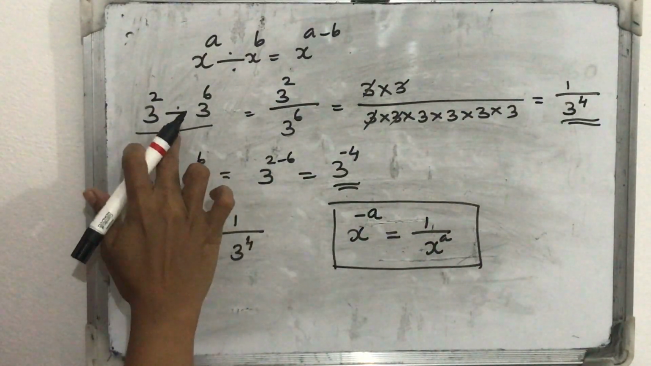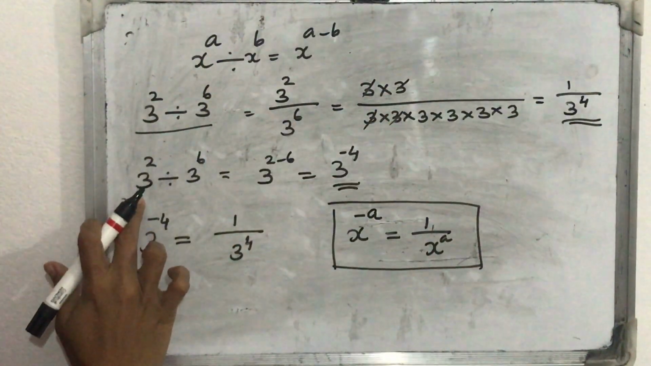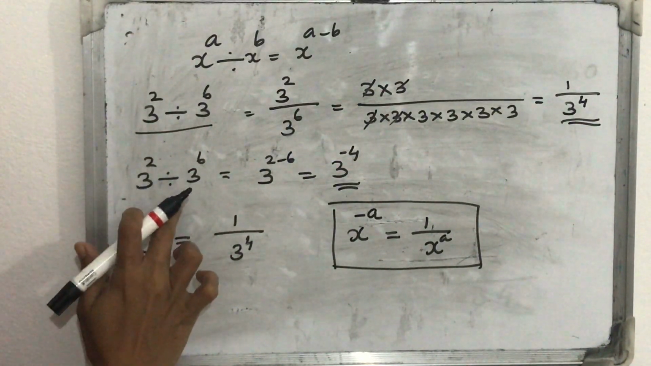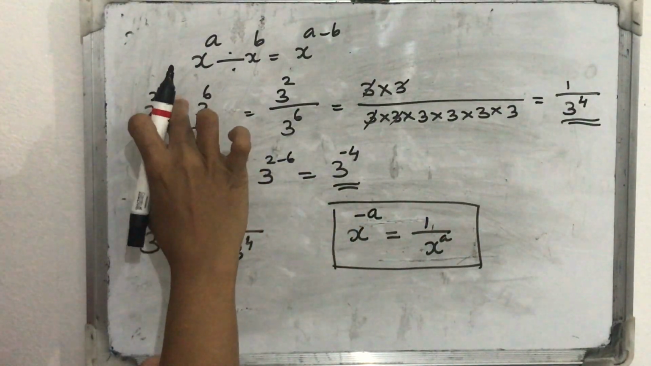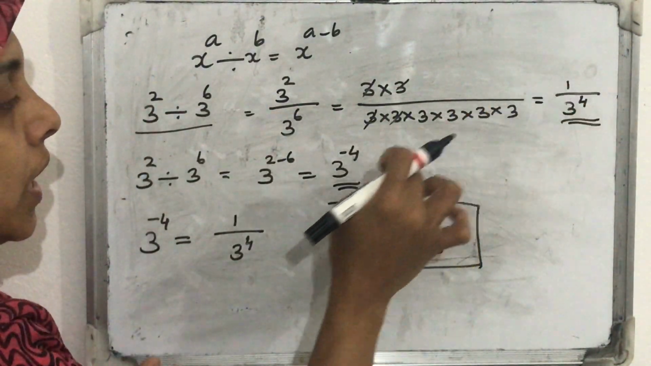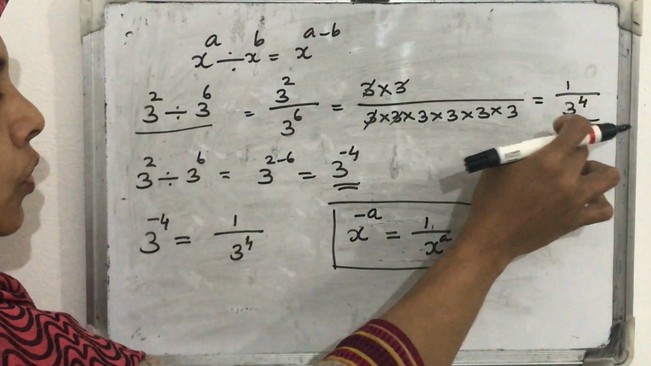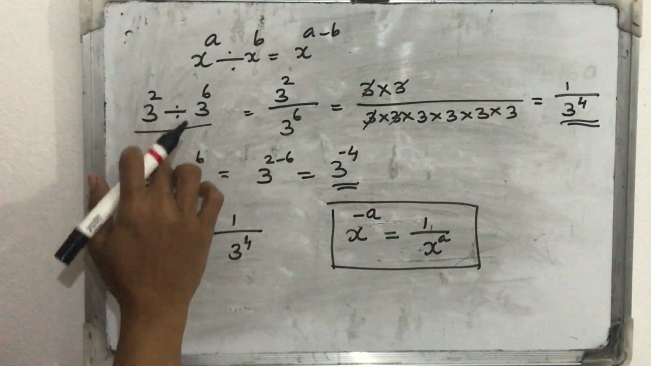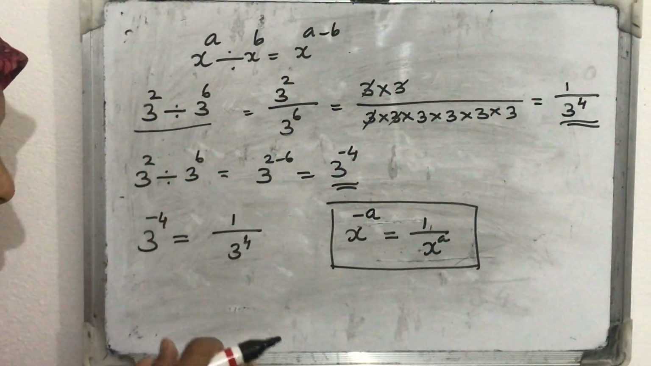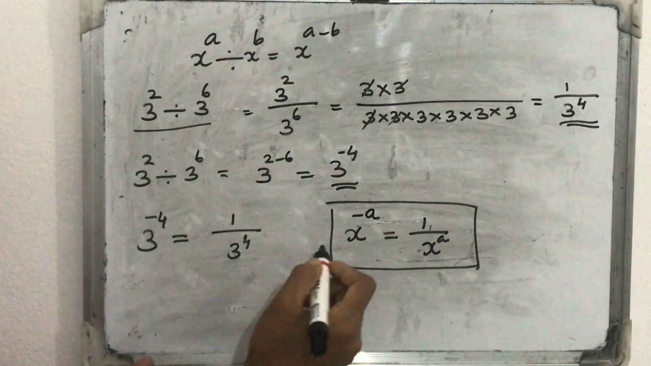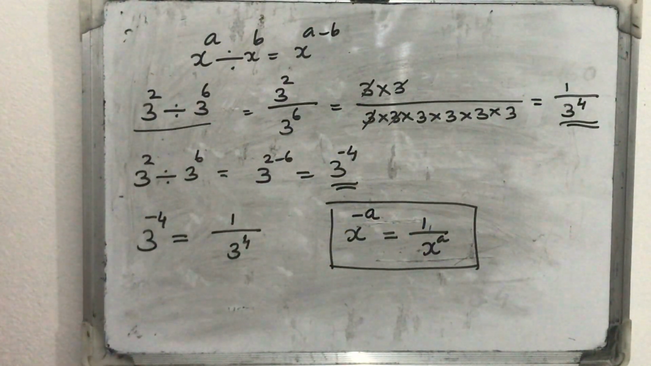How did we get it? First we take this using the normal method, we got 1 by 3 raised to 4. When we use the second exponent law, we got 3 raised to minus 4. Now, if these two answers we can equate, that means 3 raised to minus 4 equals 1 by 3 raised to 4, because the LHS is equal, so the RHS also will be equal. So we can form the general law as the third law, x raised to minus a equals 1 by x raised to a for any rational number.